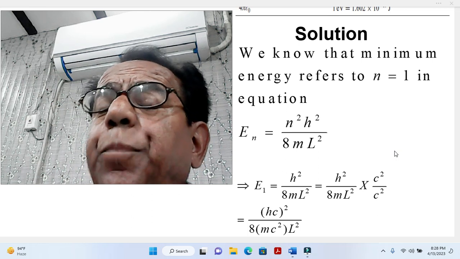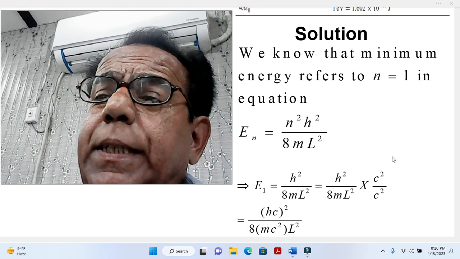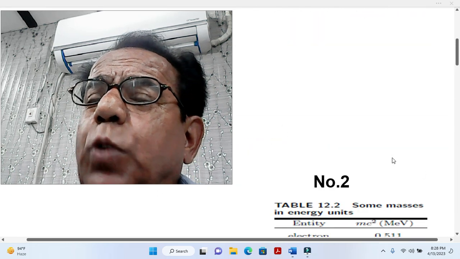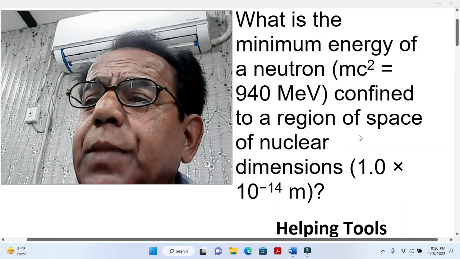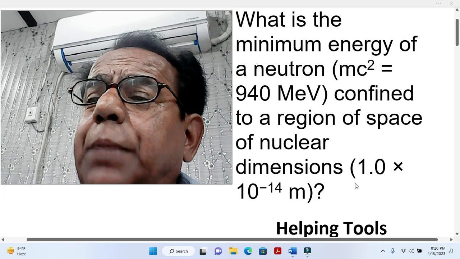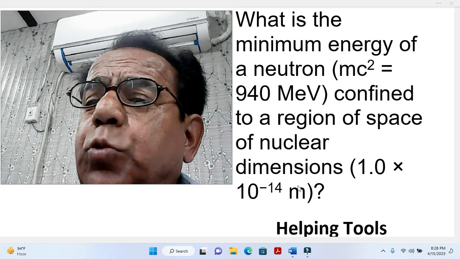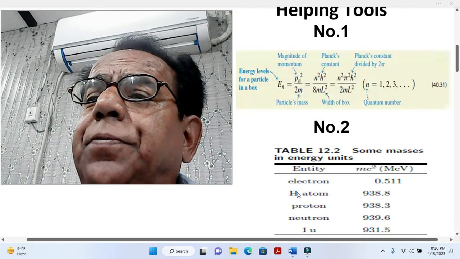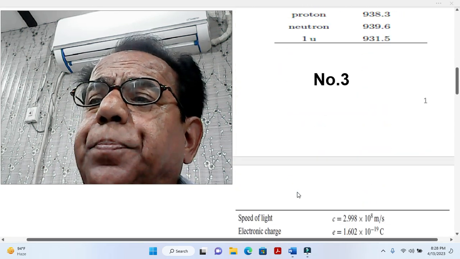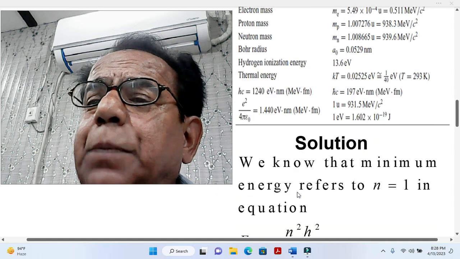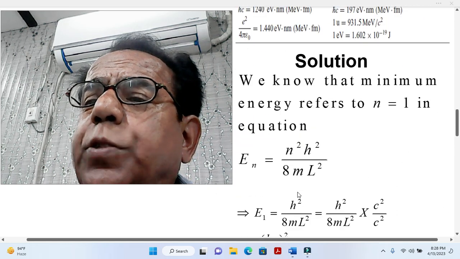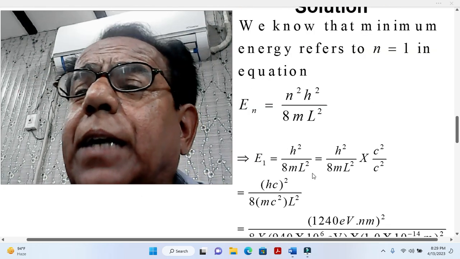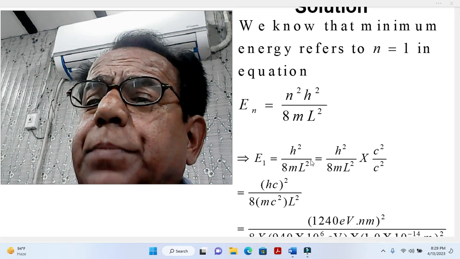Okay, dear students, here this quantity, that is region of space of nuclear dimensions 1.0 × 10^-14 meter, will be treated as width of box, capital L. In place of capital L we will use that value. However, for the time being we are not using that value immediately.